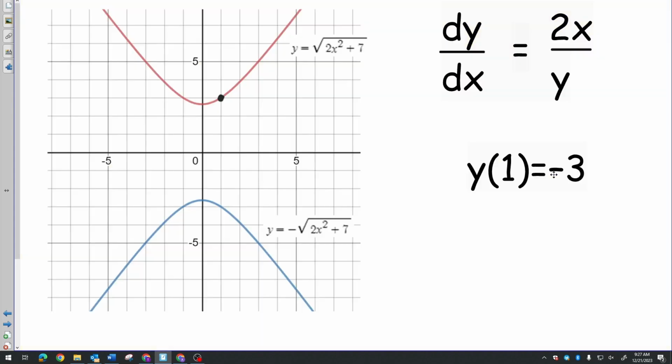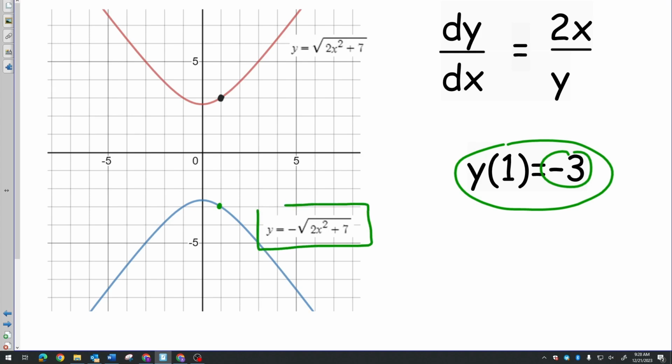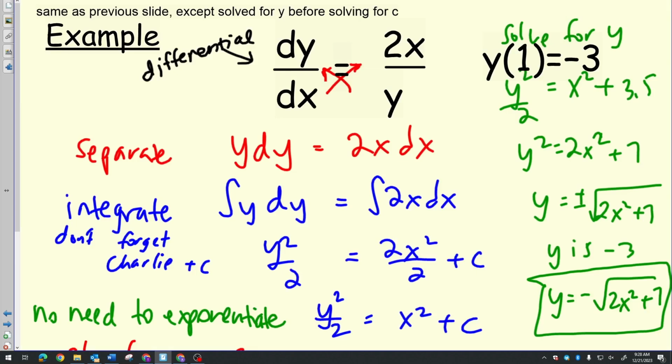Actually, let's look at these graphs. These are the 2 possible answers, y equals square root of 2x squared plus 7 and y equals negative square root of 2x squared plus 7. But remember, our initial condition is y(1) equals negative 3. So if you go over to 1, you should have a point on your solution where the y value is negative 3. So that's this value right here. So that's why this blue equation is our answer and not this upper equation. Okay? All right.